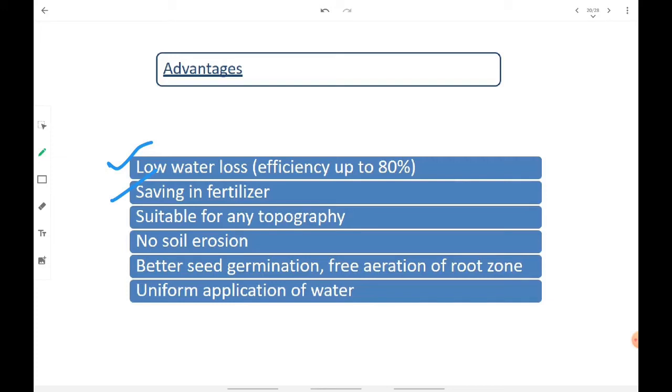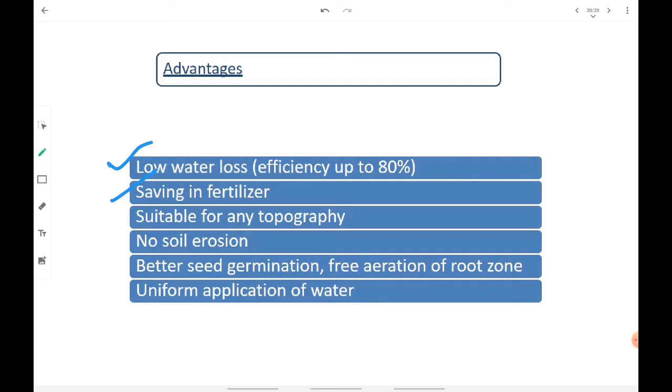Then the sprinkling effect, the rainwater simulation effect, does not cause any soil erosion even if the soil is erodible. What will happen? The water droplet will cause some impact on the soil, and thus the soil will get compacted in the specific area. It will not flow away as it would when we provide uncontrolled flooding kind of irrigation.